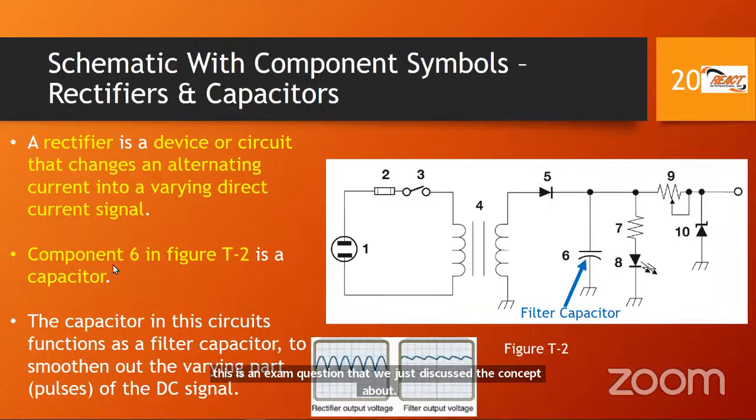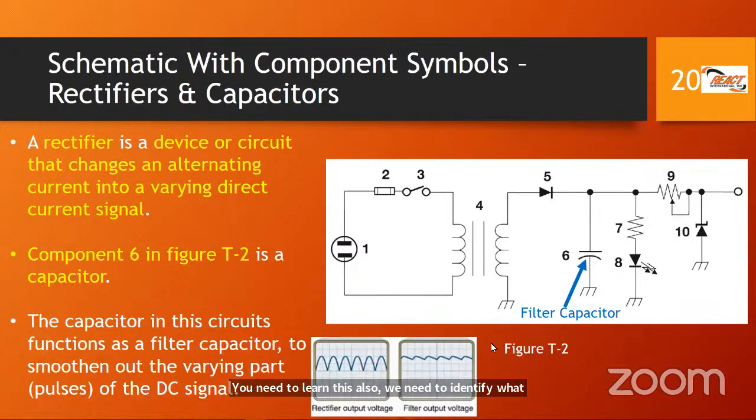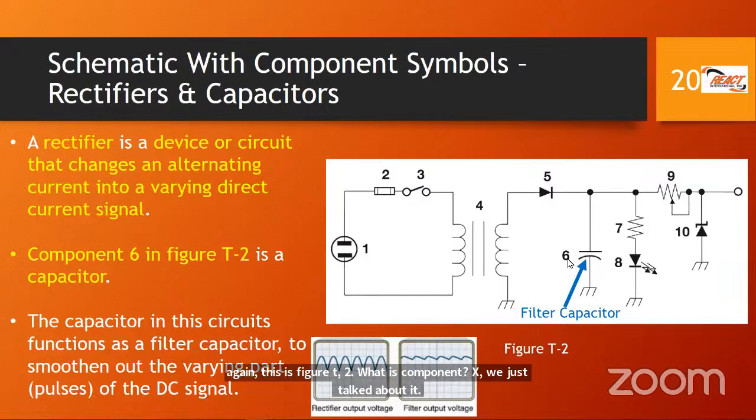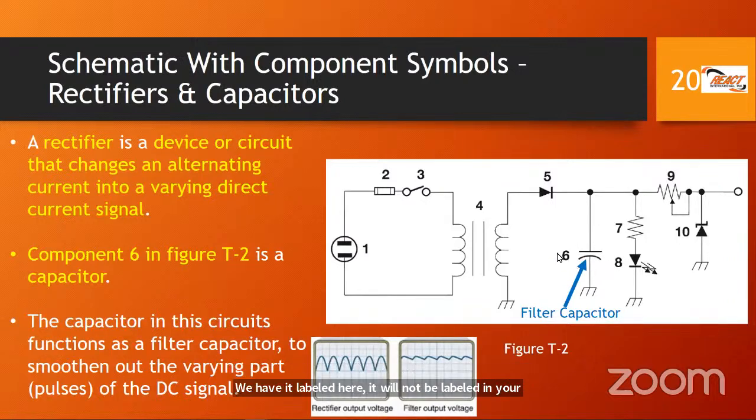Also, we need to identify what component 6 is in this schematic. So let's take a look. Component 6 in figure T2. So again, this is figure T2. What is component 6? We just talked about it. We have it labeled here. It will not be labeled in your exam, but we need to know that this is the symbol for, you guessed it, a capacitor.